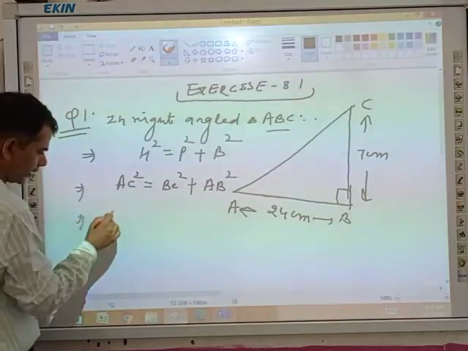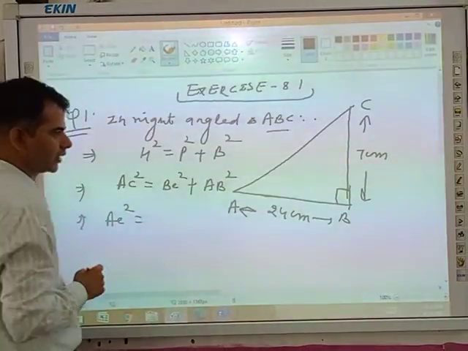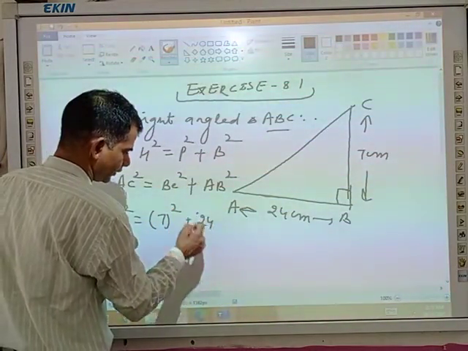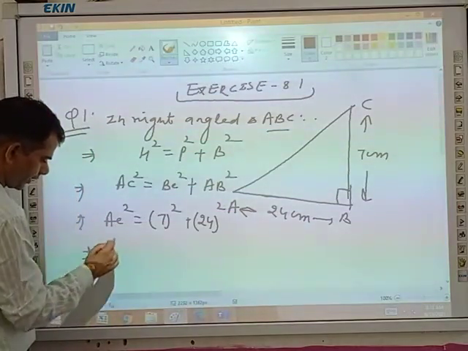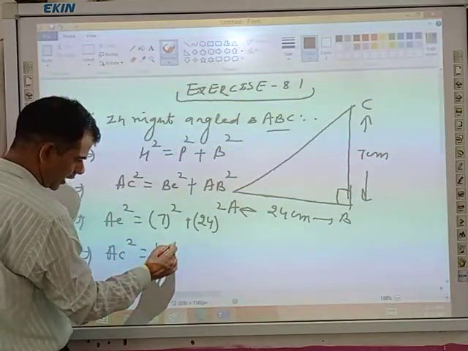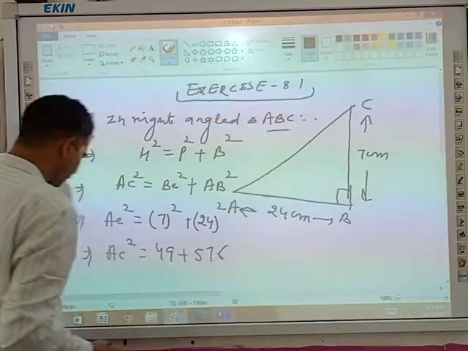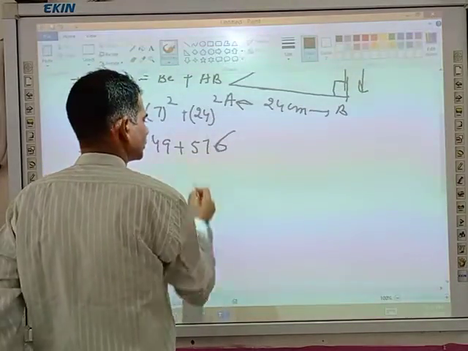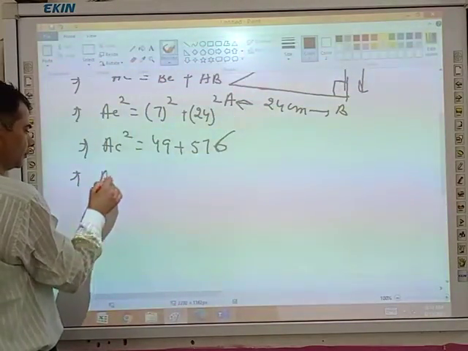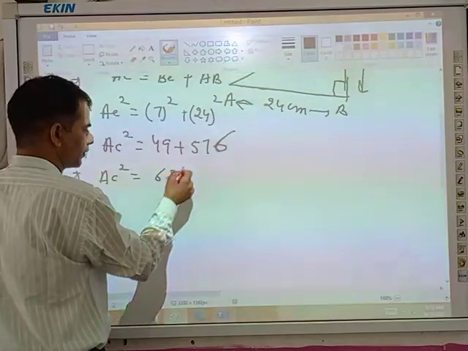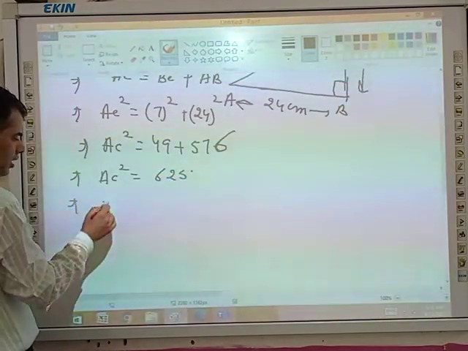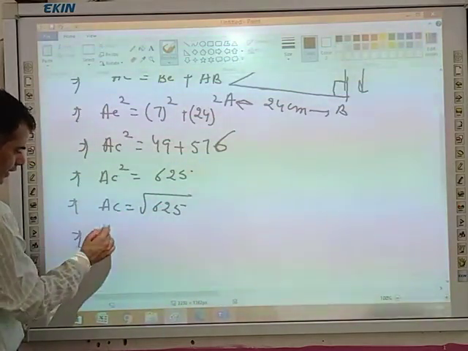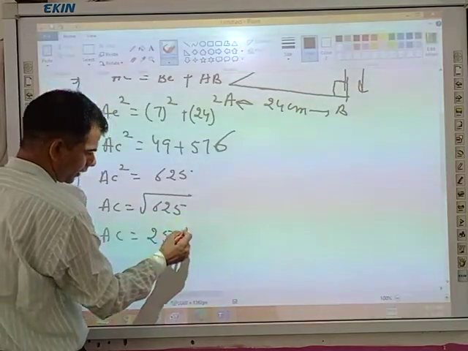AC square. What is BC? 7 square. What is AB? 24 square. Now AC square is 49 plus 576. That is AC square is equal to 625. Your AC is root 625. AC is 25 centimeter. Yeah, very good.